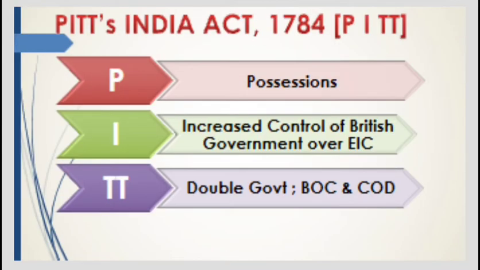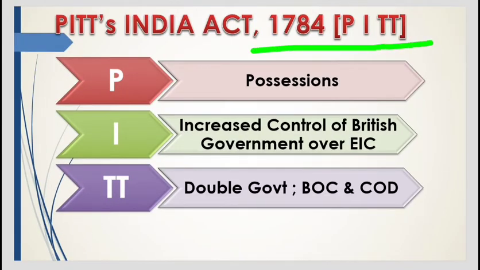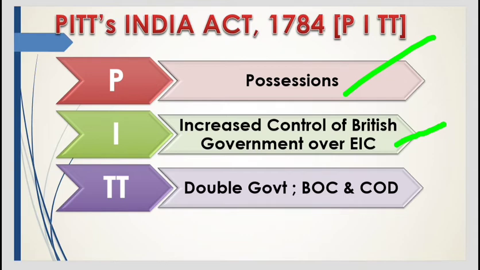Next act is the Pitt's India Act of 1784. Here you can remember the mnemonic Pitt, okay, because it was Pitt's India Act. So starting with P, here P stands for possessions. What is meant by possession? The company's territory in India was first time called as the British possessions in India, the British government's possessions in India. Next, increased control of British government over East India Company.